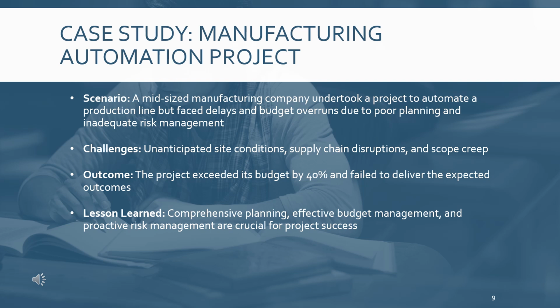Poor planning and inadequate risk management were key factors that contributed to the project's difficulties. The project ultimately exceeded its budget by 40% and failed to deliver the expected outcomes. This case study illustrates the importance of thorough planning, effective budget management, and proactive risk management in preventing project failure. By analyzing what went wrong in this scenario, we can identify the lessons learned and apply them to future projects.